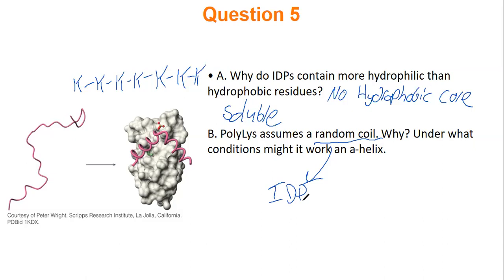However, it is possible to turn polylysine into an alpha helix. So that's actually alpha helix, not a helix. Under what cellular conditions, what conditions of my solution, do I need to be in to change polylysine into an alpha helix? This will be our last question of the day.